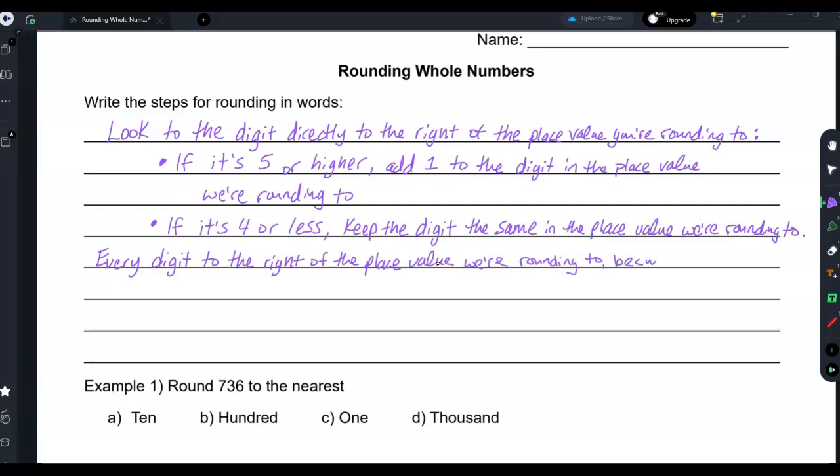And I've heard people say everything else becomes a 0. Well, what do you mean by everything else? Not everything else, right? Just the things behind that digit we're rounding to, or the things to the right of it.